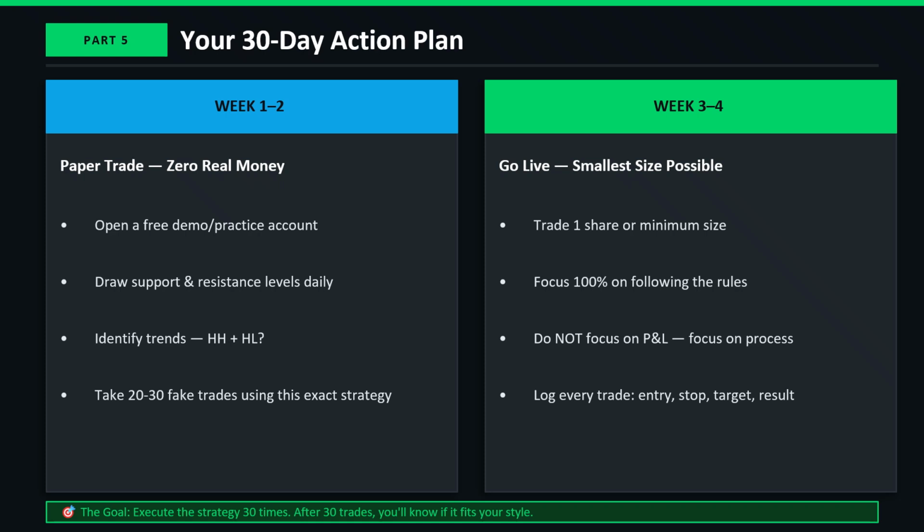For weeks 3 and 4, you will go live with the smallest size possible. That means if your broker allows it, you trade one single share. Your focus is not on the profit and loss. It is 100% on following the rules.